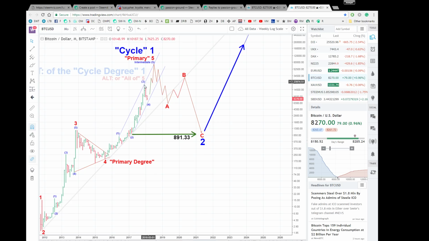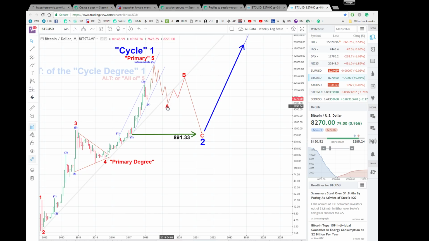But if that doesn't happen, and if the top is in here, if the cycle and primary degree has already topped, as I've noted here, this is the alternate. These are the alternates. ALT stands for alternate, in case you really didn't figure that out already. So this is the alternate of all of the fifth wave right here, and the alternate of the entirety of the cycle degree first wave up.